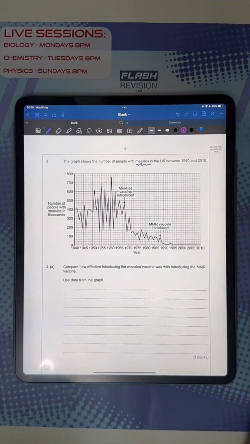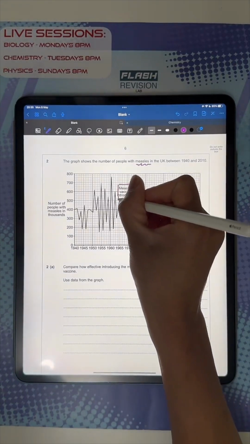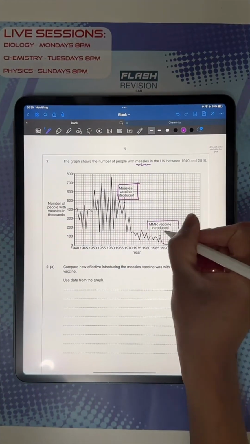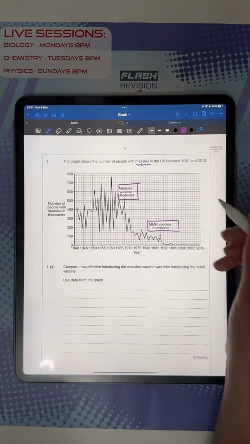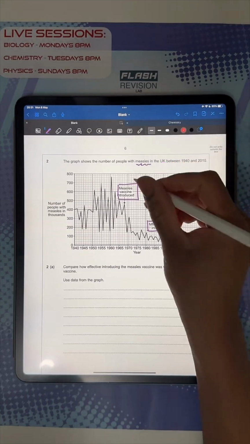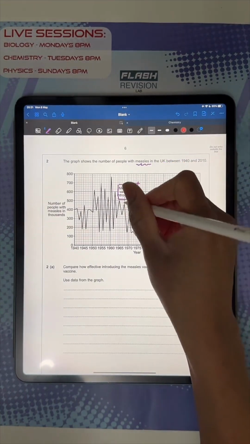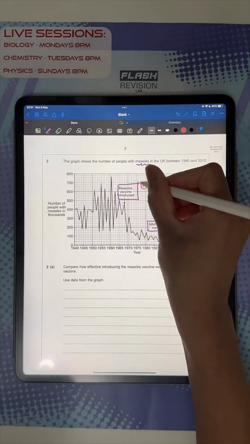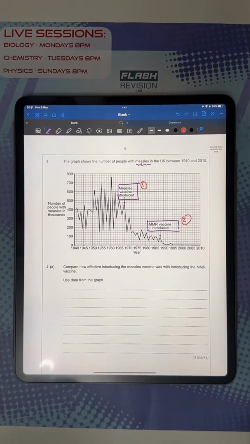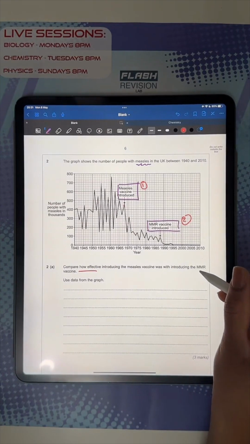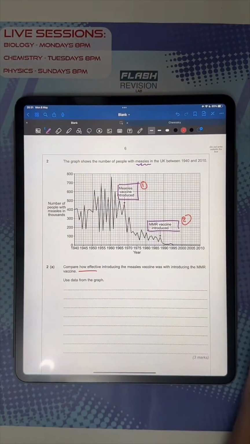So they're two different vaccines. You don't need to know what each one does. AQA people do need to know what MMR is, but there's two different vaccines. That's the main point there. So you need to compare the graph after the first one's introduced and then after the second one's introduced. It's asking to compare how effective the first one was compared to the second one. What are some of the points we could say? Compare means not just differences. You can also state similarities.